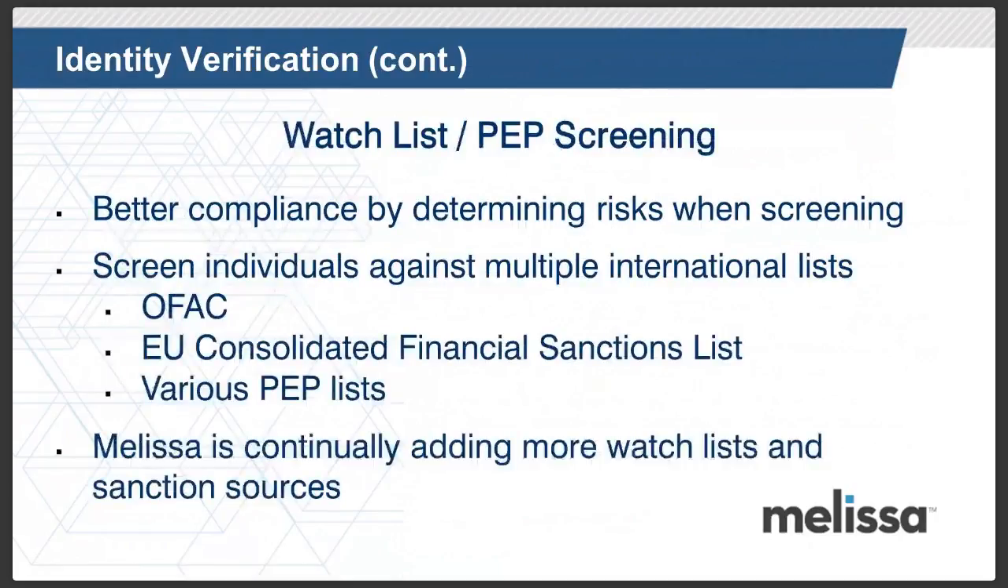The thing we're going to talk about here is the watch list and the PEP screening. With our web service, you can screen your customers against watch lists and PEP lists, and this helps achieve better compliance by determining risk during screening. You can screen individuals against multiple international lists using our Personator World web service. Up here, we have listed the OFAC, the EU Consolidated Financial Sanctions List, and various PEP lists, such as the CIA World Leaders List, which are incorporated in our database.